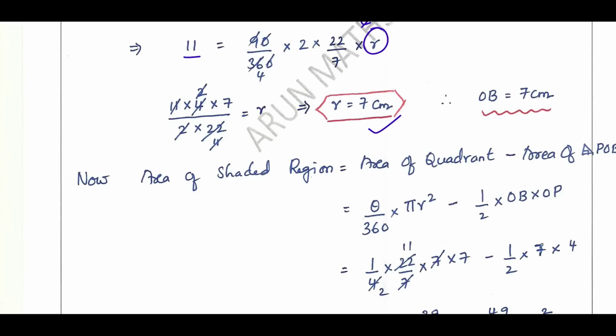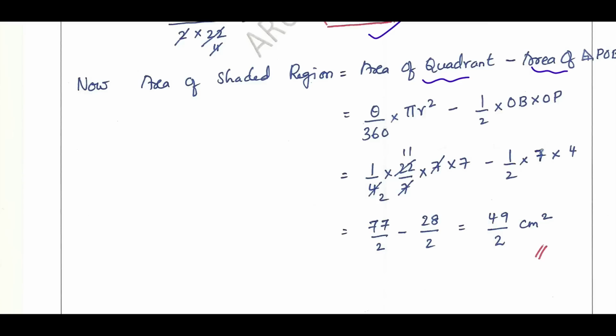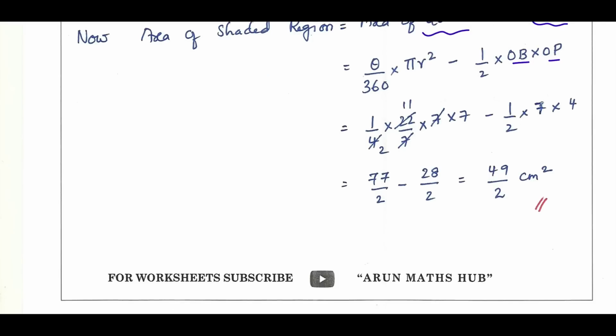Now area of shaded region is area of quadrant minus area of triangle POB. Area of quadrant is theta by 360 into pi r square, minus area of triangle, right angle triangle POB is half into base into height. Substituting the values, we get 49.2 centimeter or 24.5 centimeter square.